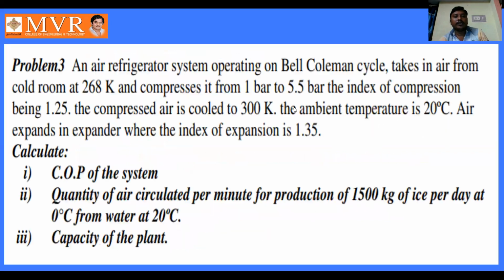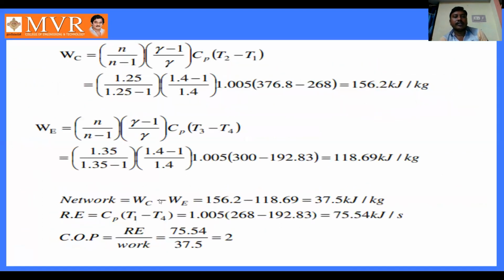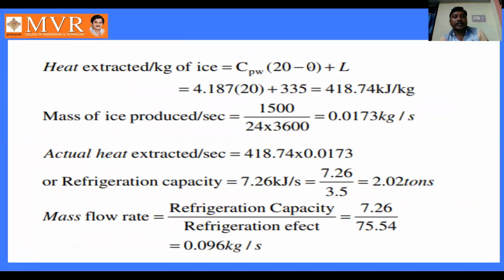What is meant by 20 here? It means water at 20 degrees Celsius is cooled to 0 degrees Celsius. Hence we are taking 20 minus 0, these are the temperature degrees, from 20 degrees Celsius the temperature is decreasing as water forms ice, so 20 minus 0, plus the latent heat.